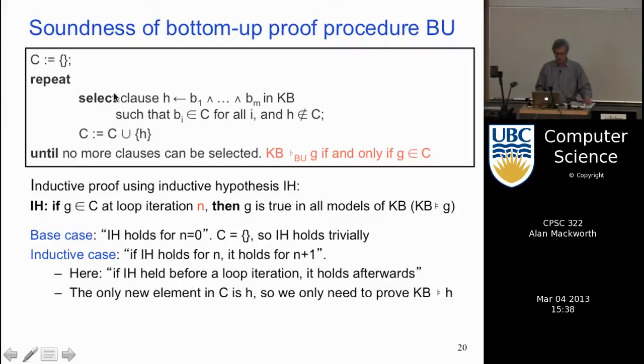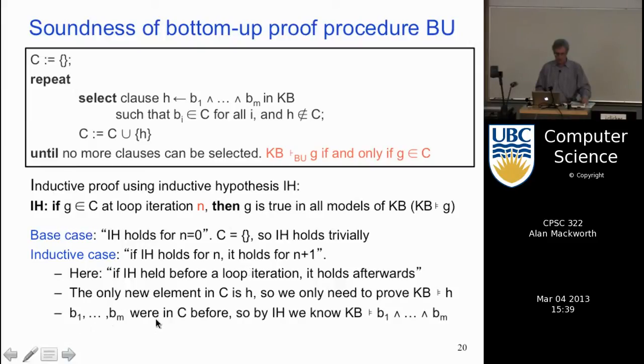So imagine one more iteration of this loop, selecting a clause H if body in the knowledge base, such that the body is true and H is not already in C, and adding it. The only new element in C is H, so we only need to prove that H logically follows from the knowledge base. Every other atom in C was in there before the loop iteration, so we don't have to prove it for them. We just have to prove it for the one we just added. So how do we do that?